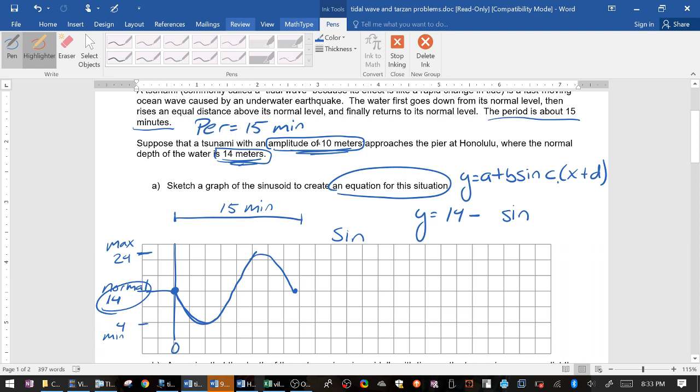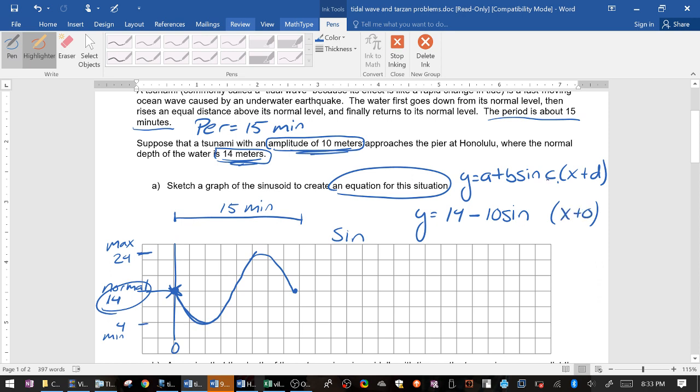B is our amplitude. Well, it tells us our amplitude is 10 meters. We put that in. I'm going to leave C alone to the very end. And then X plus D, well, D is our starting point. Our starting point is right here. It didn't move anywhere. So I'm going to say it's just X or X plus 0.